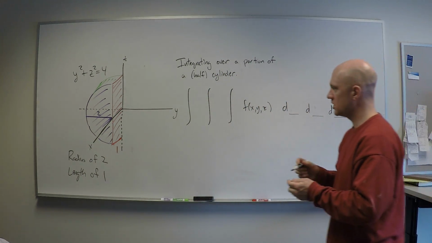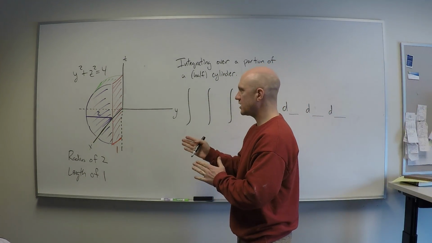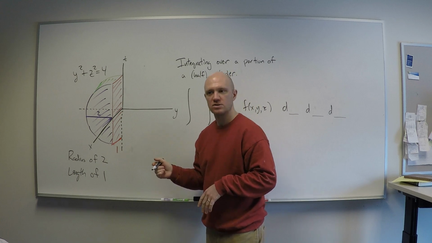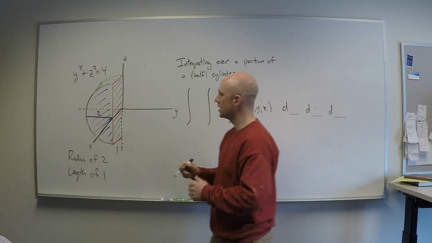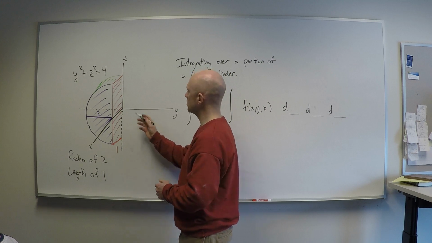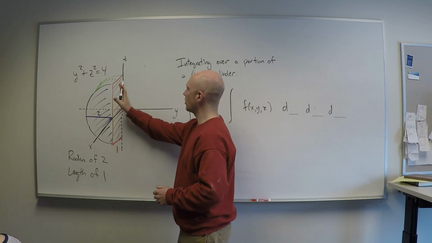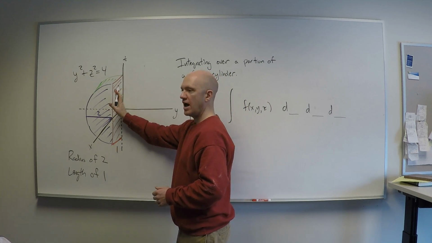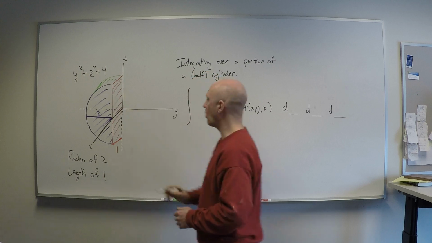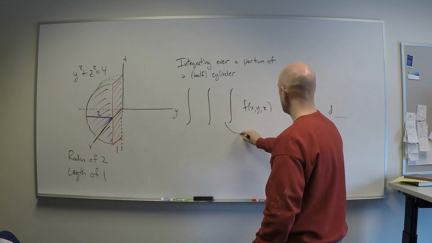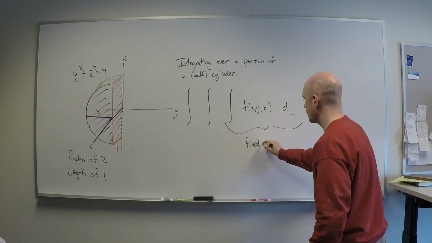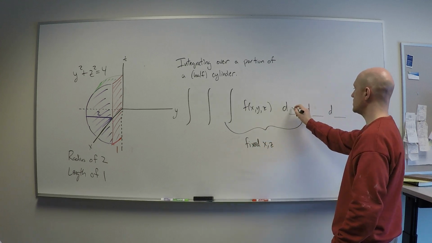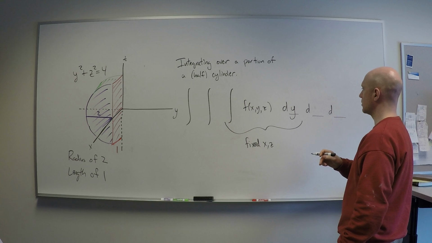So the first thing to do here is to fix two of our coordinates and then to ask ourselves what the bounds are for the third coordinate. And what I would advise in this situation is to fix your z and your x and then integrate over y. So we'll think of this inner integral right here as a fixed x and z, and we're going to integrate over the y variable.